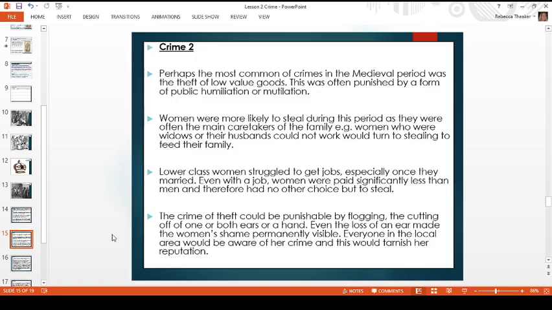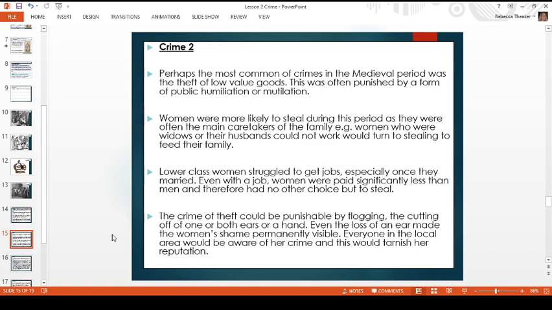Even the loss of an ear made a woman's shame permanently visible. Everyone in the local area would be aware of her crime, and this would tarnish her reputation forever. So it's not just the pain of having an ear cut off or your hand cut off, which would be absolutely excruciating. They do it on purpose.